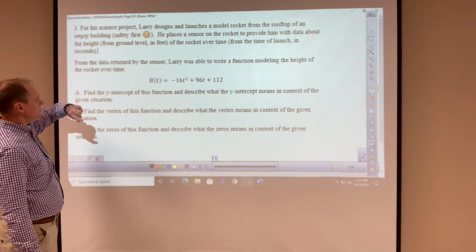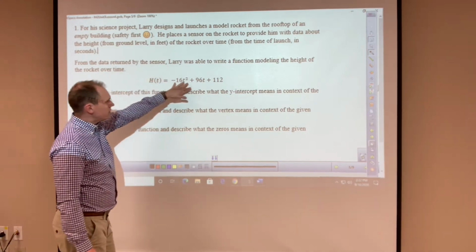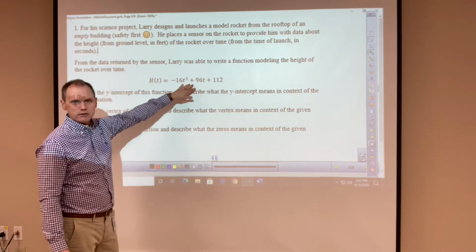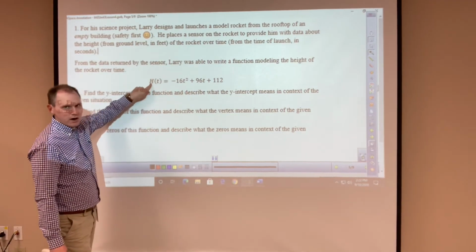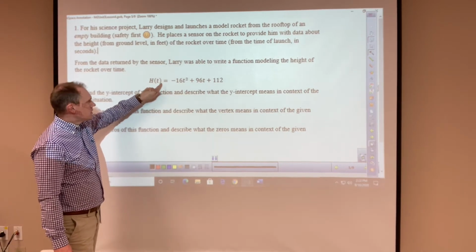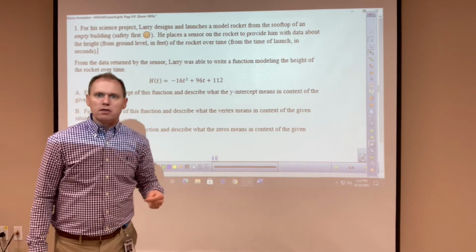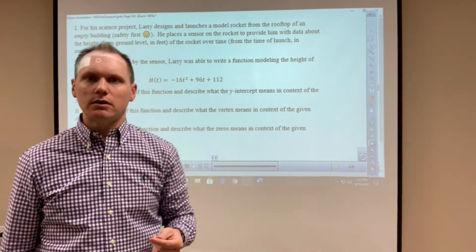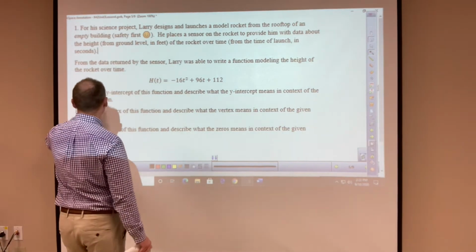From the data returned by the sensor, Larry was able to write a function modeling the height of the rocket over time. So this is a function that models the rocket's height over time. H stands for height in terms of time. So we can put in various times for T, and it'll output the height of the rocket at that time. So that's the relationship there between height and time.